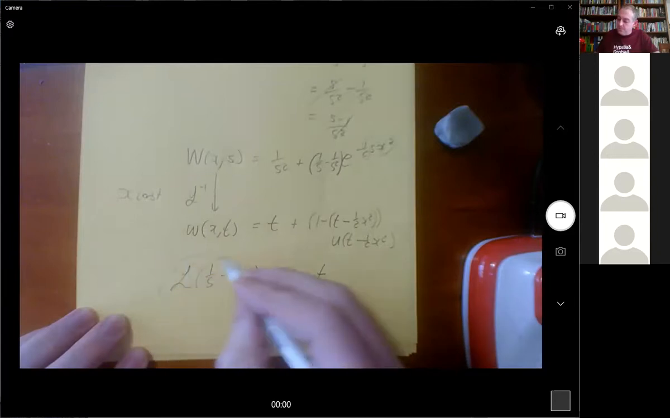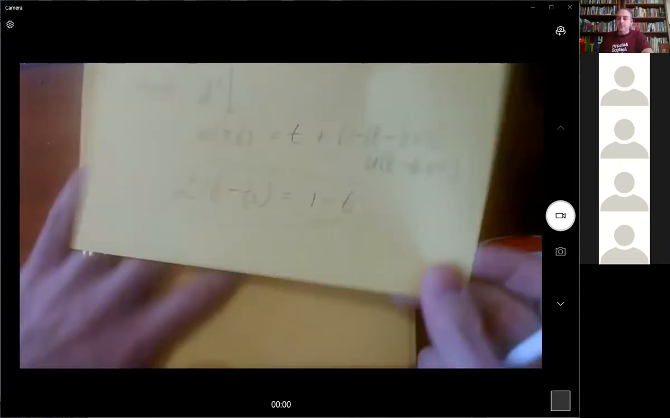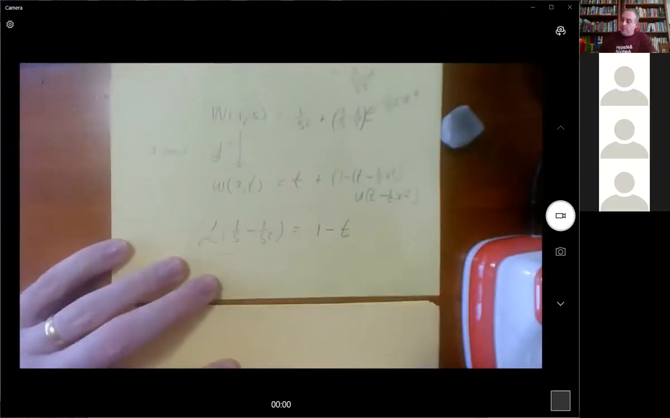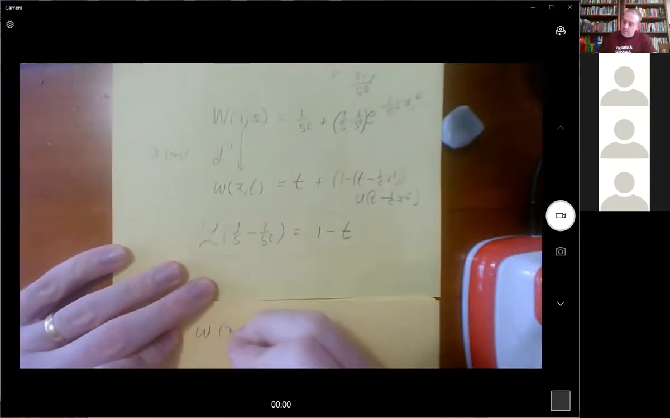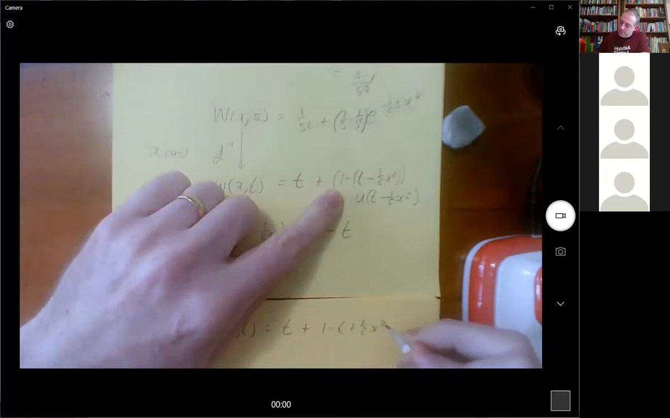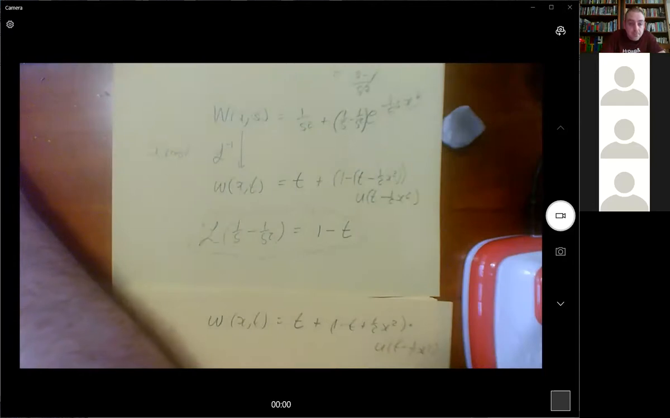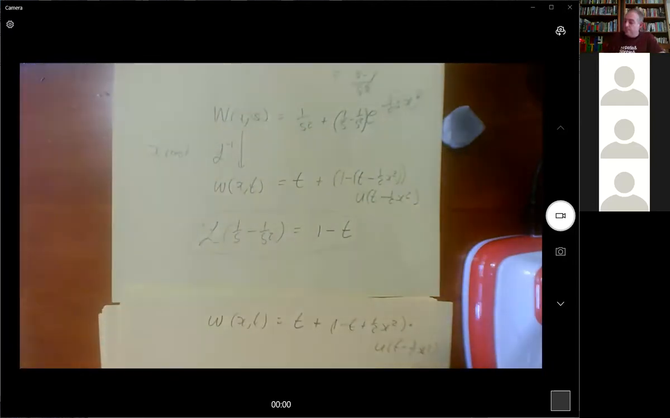Okay, that's because this is that. I should have written that first. So little w of x, t is now t plus 1 minus t plus a half of x squared times u of t minus a half of x squared. Yep, and that's the answer.